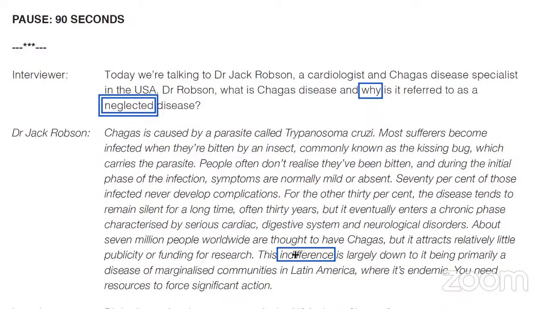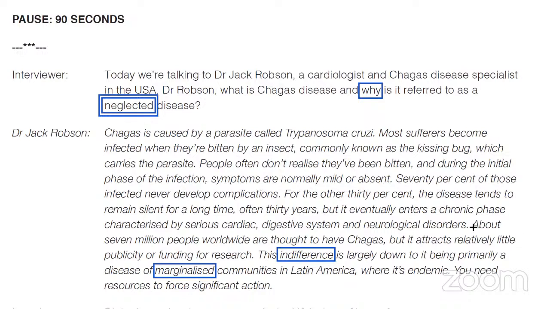Now, indifference. And another word is marginalized. These are the two words which mean neglected. So here you can understand neglected. These are the words which are very, very important. This indifference means it is neglected.